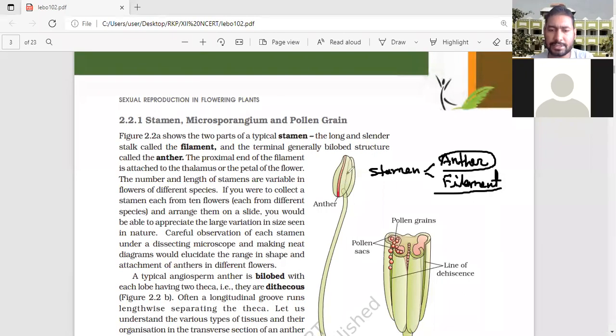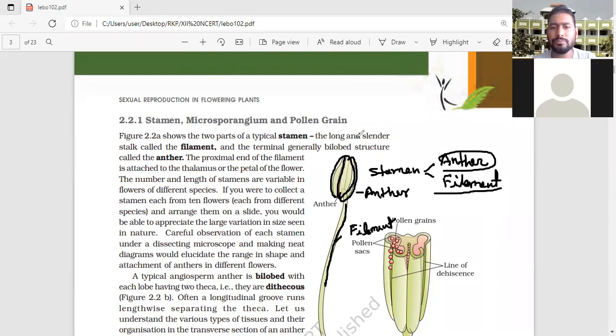Now look at this structure. I told you anther is bilobed. Anther is the bilobed structure. So this structure is known as the anther, and this thread-like structure is known as the filament, by which it gets attached to the flower.